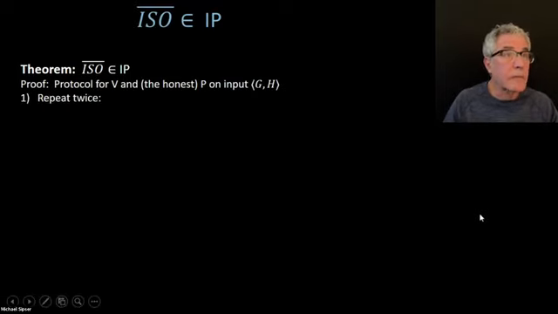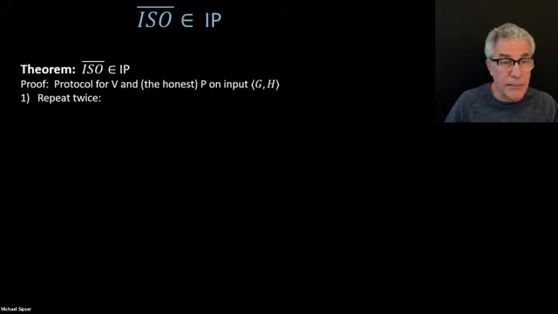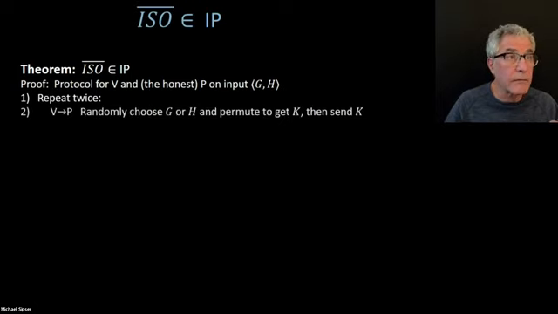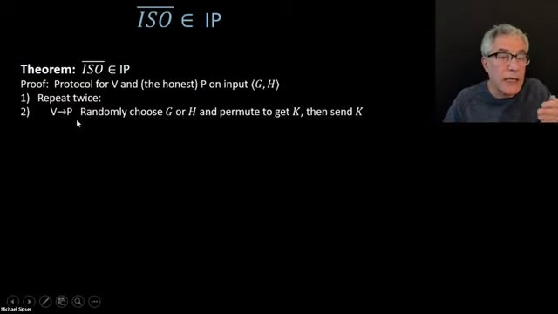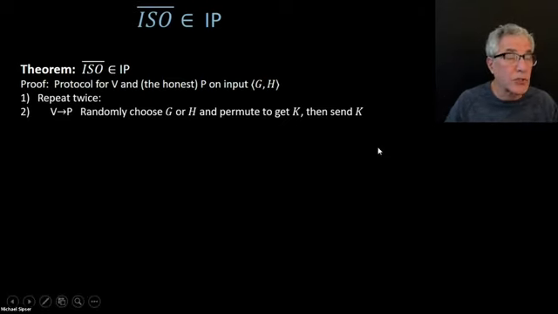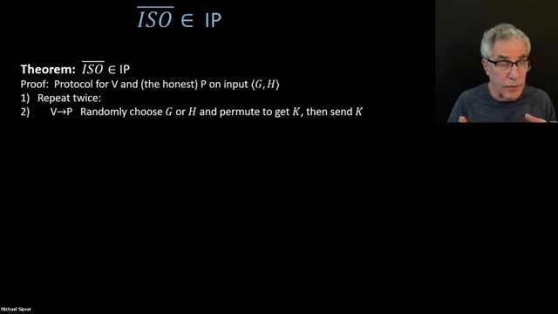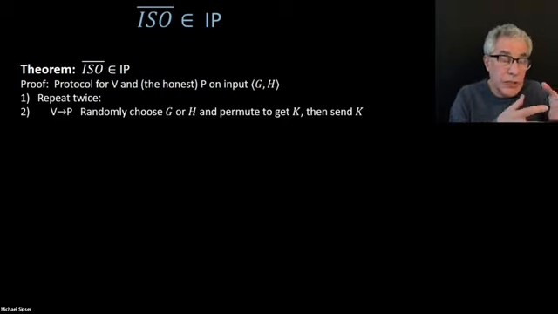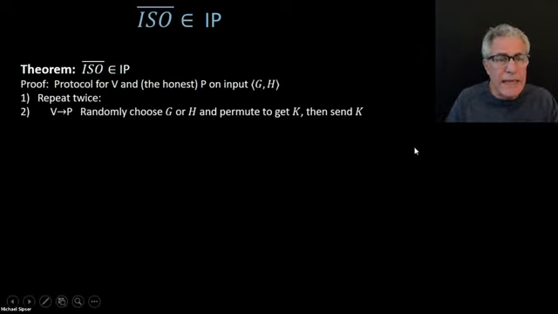Okay. So the protocol is we're going to repeat the following thing twice. I said in the previous case, do it 100 times just to help us think about it, but actually twice is going to be enough to get the bound we need. So the verifier is going to operate like this, first communicating, sending messages to the prover. It's going to randomly choose G or H, just like what the professor did last time, and randomly permute the result to get a new graph K, which is isomorphic either to G or H, depending upon the choice the verifier made, and then send that graph K.